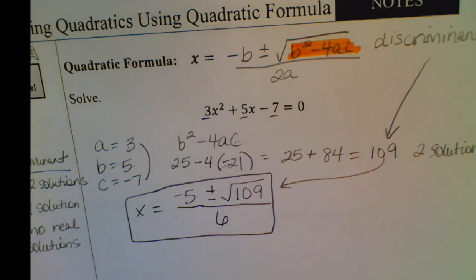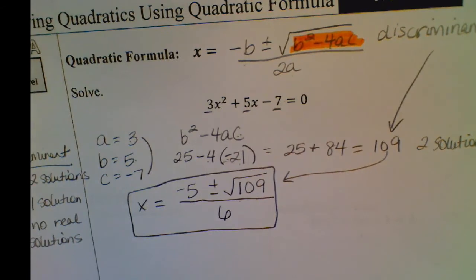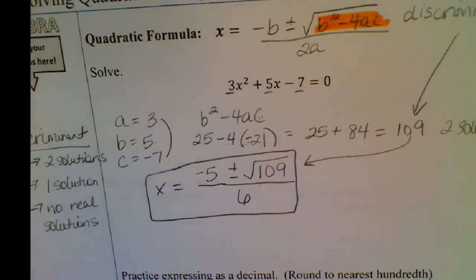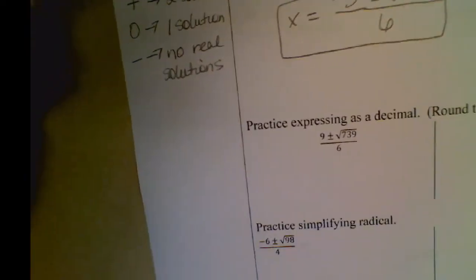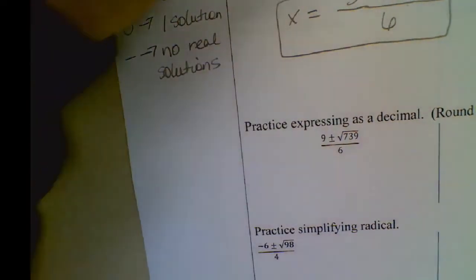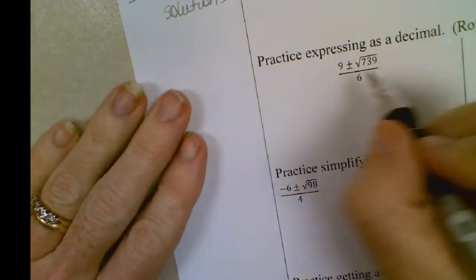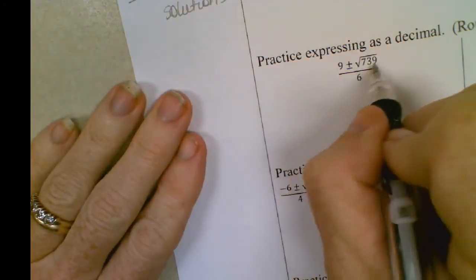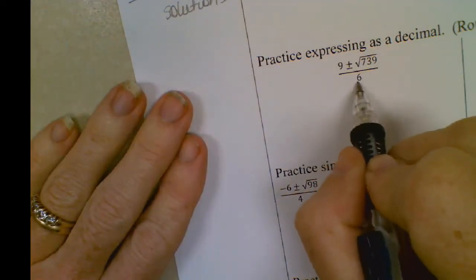Now that we've got that, let's talk about what it means. We're going to go down here and practice writing our answers in decimal form and radical form, and just see down here what we get. The first thing I'm going to need to do on this: 9 plus or minus the square root of 739, over 6.